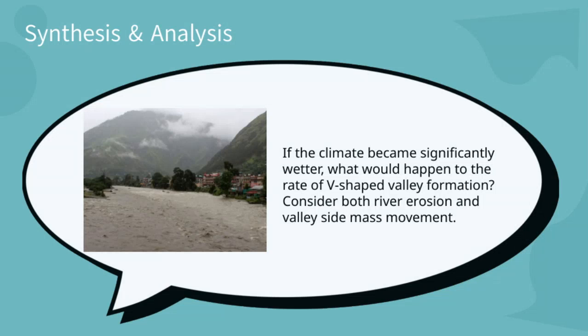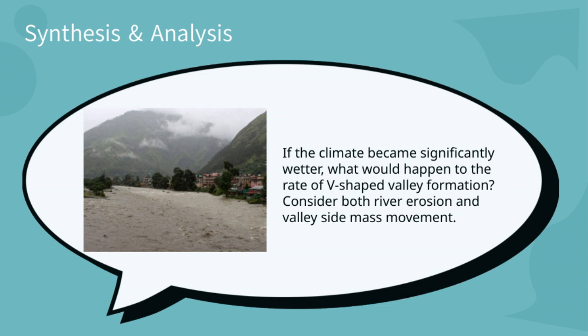Now let's apply what we have learned to a more challenging question. The question is, if the climate became significantly wetter, what would happen to the rate of V-shaped valley formation? Consider both river erosion and valley side mass movement. This is asking you to think about how a change in climate could affect river processes.